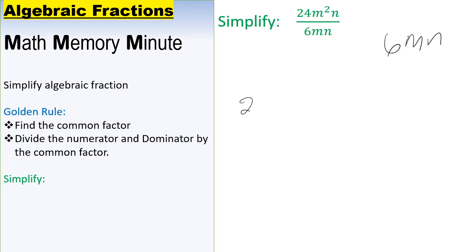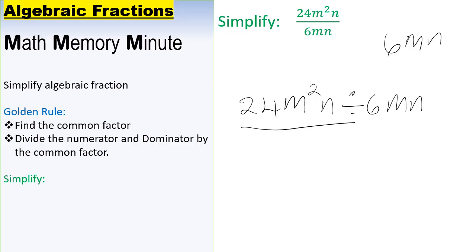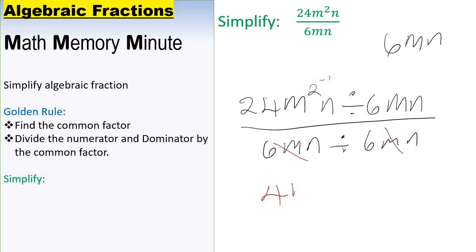So we have 24m squared n divided by 6mn over 6mn divided by 6mn. Automatically, these two cancel out. Now, 6 into 24 goes 4 times. m into m squared, remember we minus the powers, so we're left with m, and the n cancels out. So your answer is 4m.